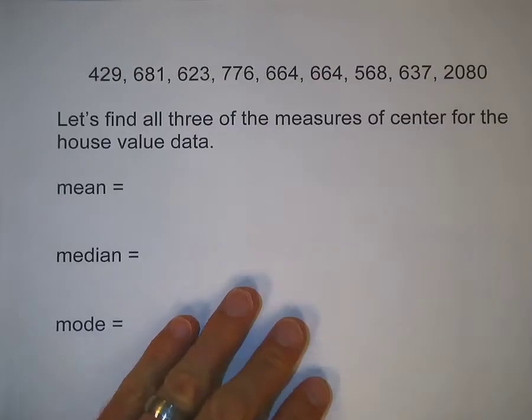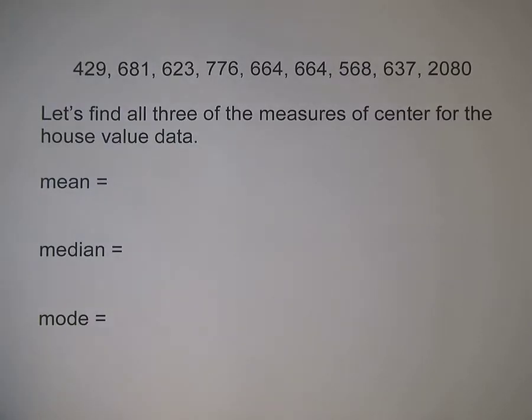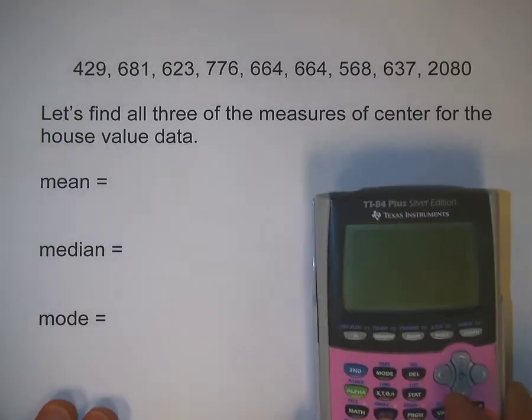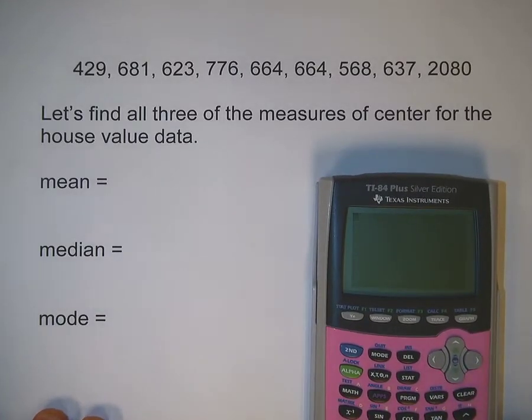What we're going to do with that data set first is find all 3 of the measures of center. So we need to find the mean, the median, and the mode. We'll start with the mean. Recall that with the mean you need to add up all of the values and divide by how many there are. We already said there were 9 houses on this block, so we're going to divide by 9, but let's do the sum first.